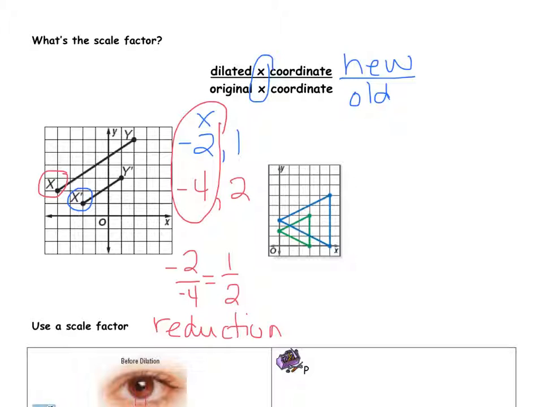Also, you don't have to use the x values. If you notice, you could also use the y values. And look, if you put 1 over 2, dilated compared to old, then you would get 1/2. So either way will work.